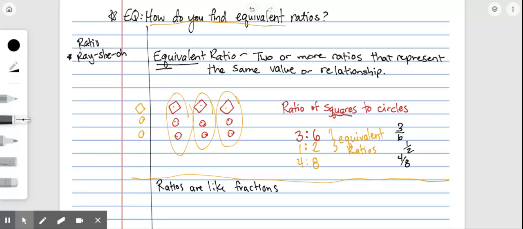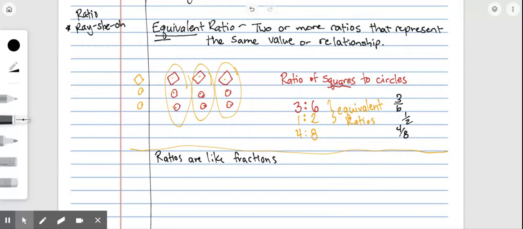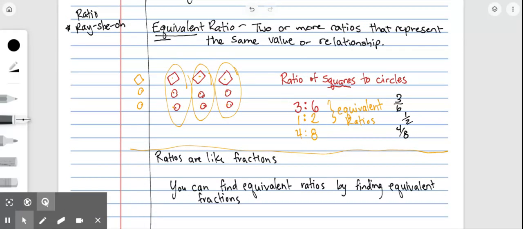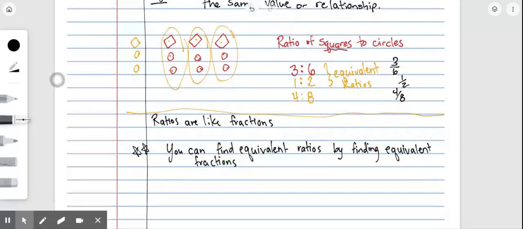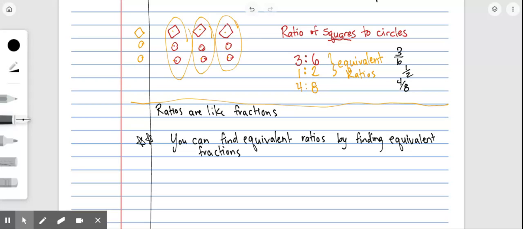Ratios are like fractions. And guess what? You can find equivalent fractions because we worked for 2 weeks on finding equivalent fractions. So all we've got to do is apply what we learned about equivalent fractions to find equivalent ratios. You can find equivalent ratios by finding equivalent fractions. This is honestly probably the biggest key idea that we're talking about today. So let's do an example problem.